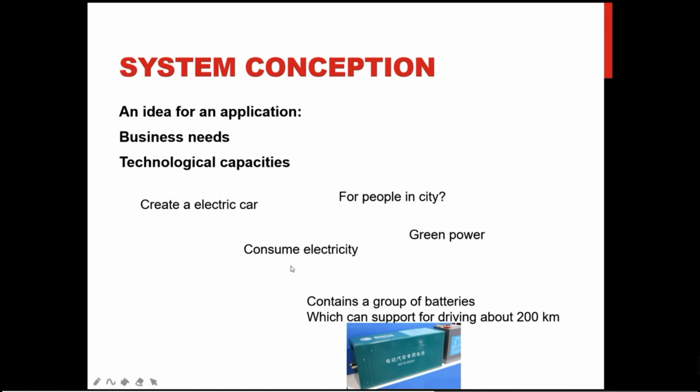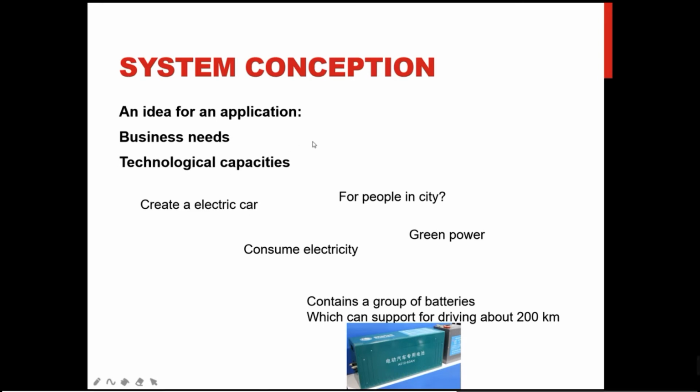So we may consider giving some basic requirements for the application. It means you should use green power, and should consume electricity, and it should contain a group of batteries and can support driving about 200 kilometers. This is some basic technical capacity.